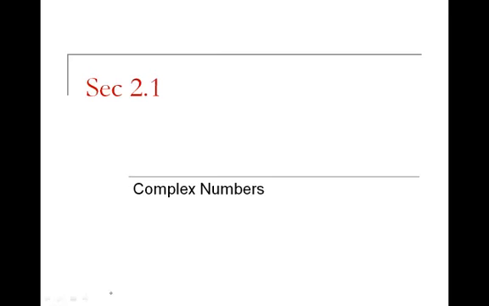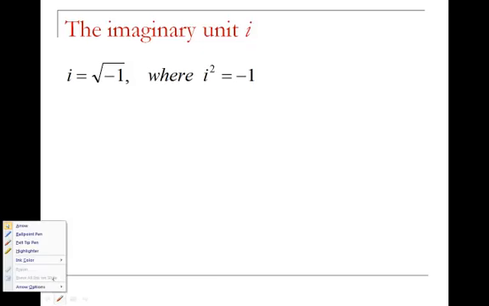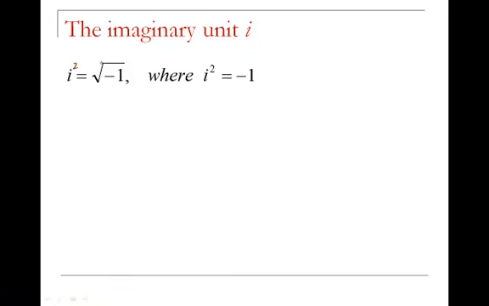Section 2.1 deals with complex numbers. This is dealing with the imaginary unit i. We did this in Algebra 2 Trig, where i equals the square root of -1, and therefore if we square both sides, we get i squared equals -1. So by squaring both sides, we get this. So this is our definition of i, and we'll be using this throughout.